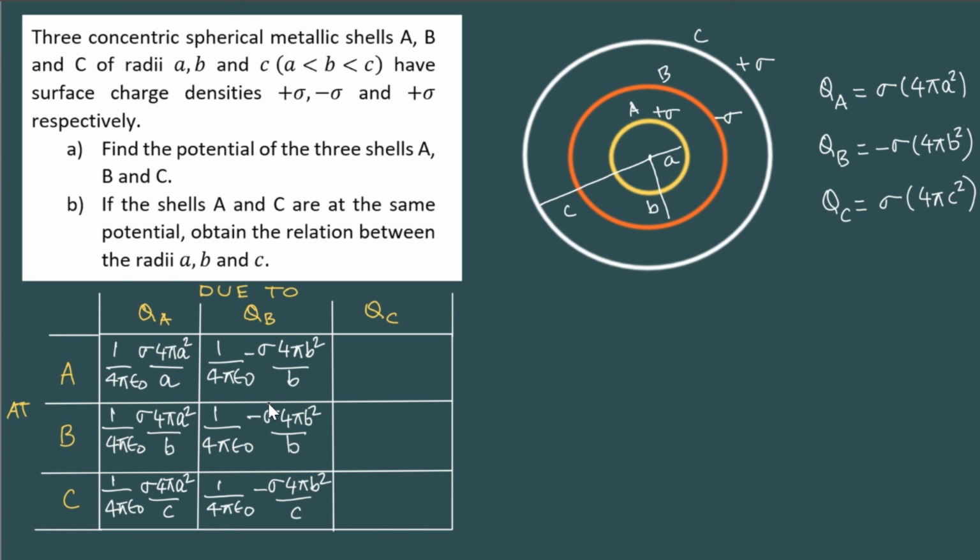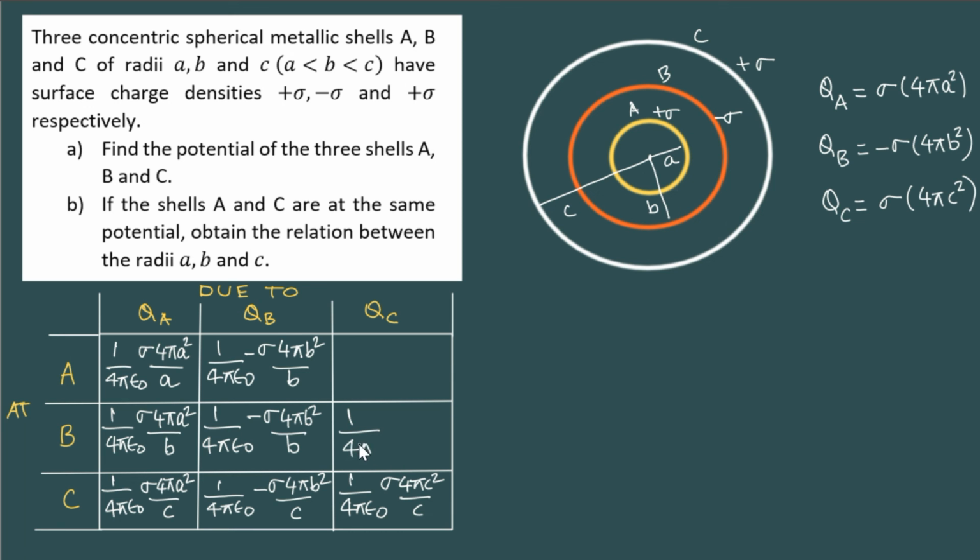Now let's think about a point outside shell C. So the potential outside shell C will be 1 by 4 pi epsilon naught, charge on the shell, which is sigma 4 pi C square, divided by C. Now if you get inside shell C at any point, be it at a point on shell B or shell A, the same potential will be there as that of the potential at a point just outside shell C.